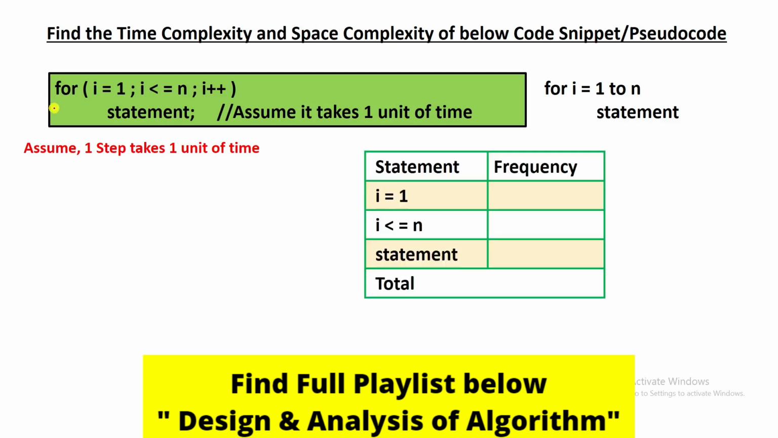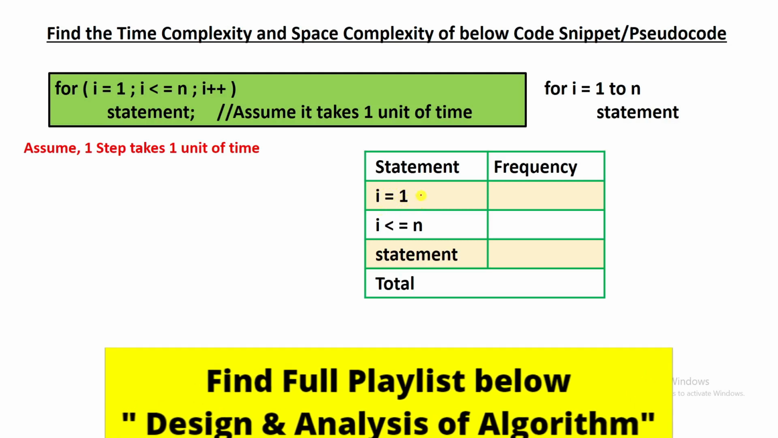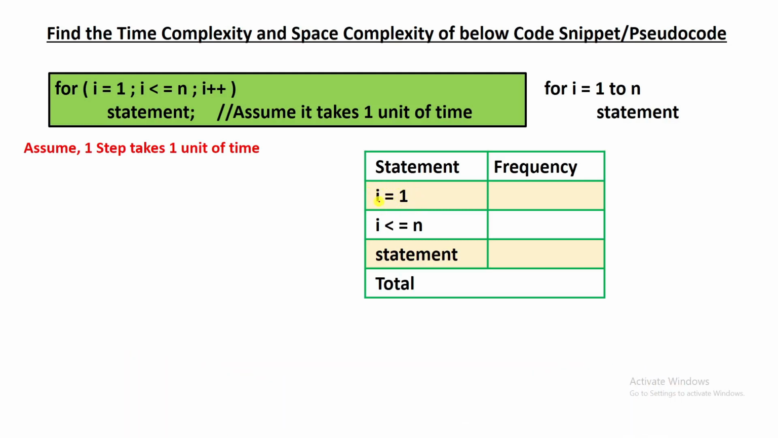In the frequency count method, we have to count the total number of times the statements having the basic operations are executed. Basic operations are like plus, minus, multiply, divide, less than, or the assignment, which take 1 unit amount of time. I have explained that in the previous video. To apply the frequency count method, first we will find the total frequency of all these statements, and after that we will find the time complexity and the space complexity.